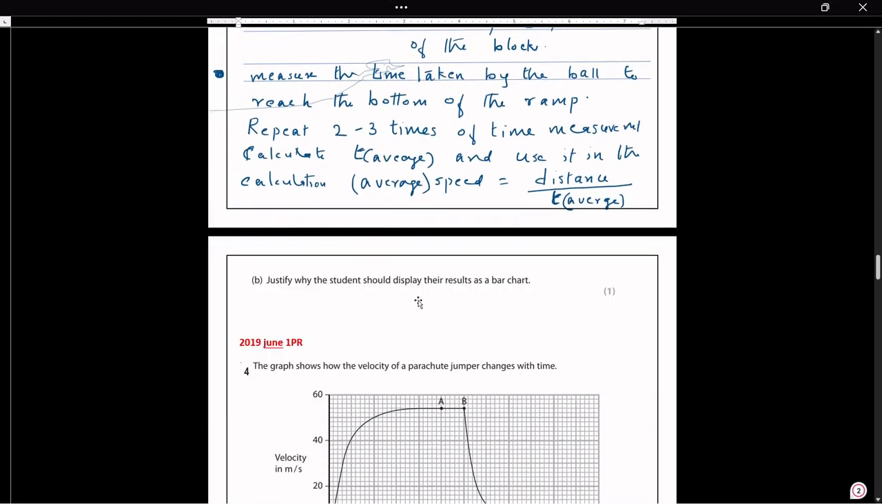Justify why the student should display their results as a bar chart. So usually when the data is continuous, we use a line chart, but here the bar chart is used because the data is not continuous. It's discontinuous data because different materials he has used. So it is not continuous data.